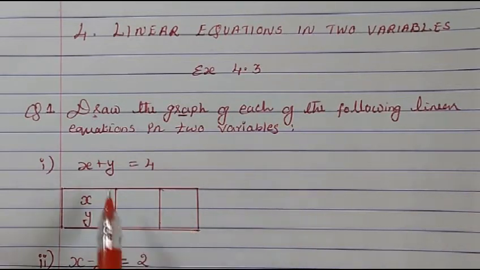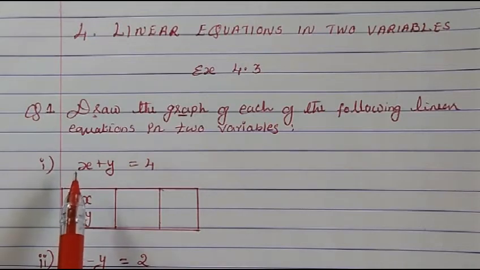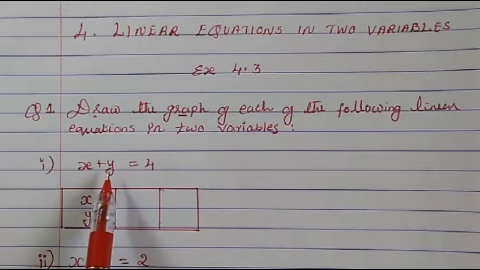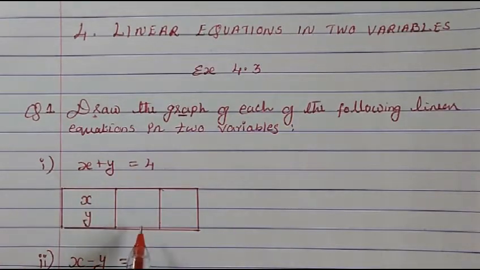So now we have to give any value for one of these variables. If you give a value for x, you will find the value for y. If you give a value for y, then you will find the value of x. That we have to write down. So the solution, last time we saw in exercise 4.2 how to find the solutions. Like that you have to find the solutions, x value and y value, and then you will plot in the graph. So let's do it now.